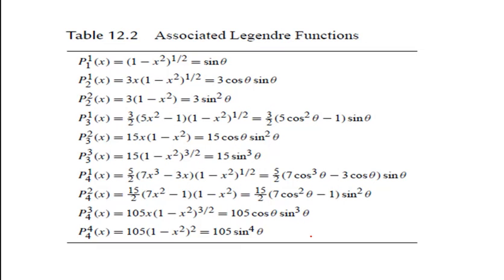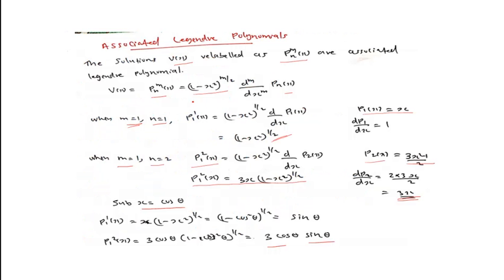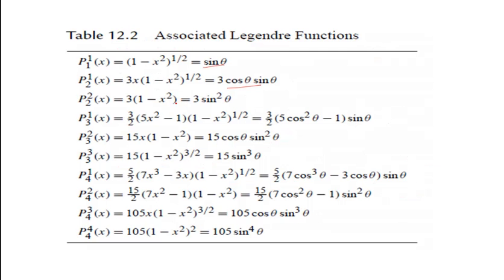Okay. Now this table shows all the associate Legendre polynomials, P 1 1 of x and P 1 2 of x, these two we obtained. And from the equation, if you substitute all other values of m and n, then you can produce all these higher order associate Legendre functions. Okay, so that's all about associate Legendre functions. Thank you.